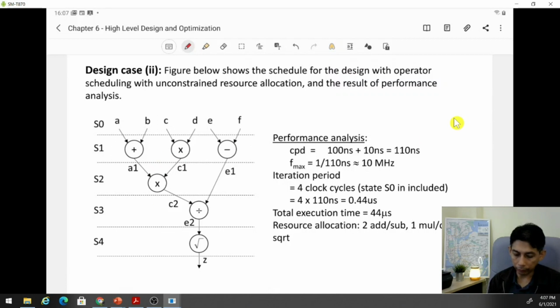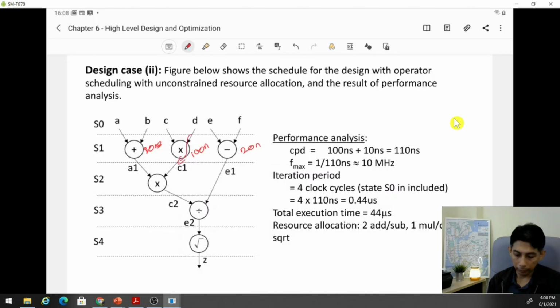So this is the processing. So let's look at the first one. So what is the critical path delay? Again, this one is only 20 nanoseconds. This one is 100 nanoseconds. This one is 20 nanoseconds. So we can see that the critical path, of course, is this path.